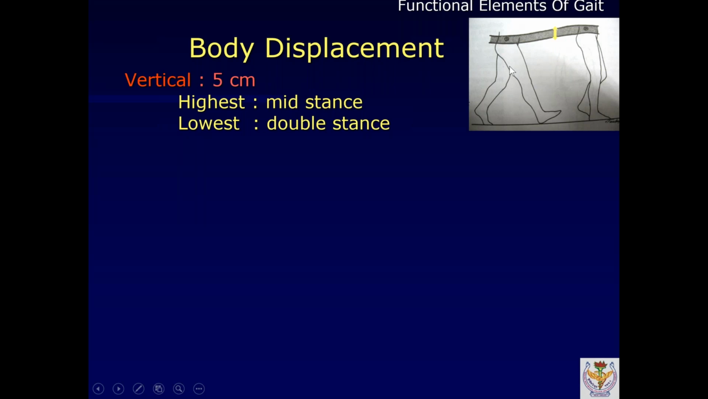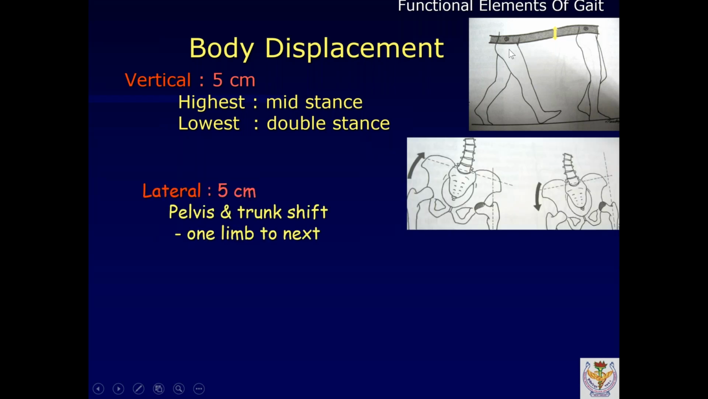Right? If it becomes more than 5 centimeters, for example, if there is a knee contracture, then during the stance phase there is going to be a dip, right? Or in a short limb gait, there's going to be a dip. So the center of gravity will come down, and then more energy expenditure will be used.